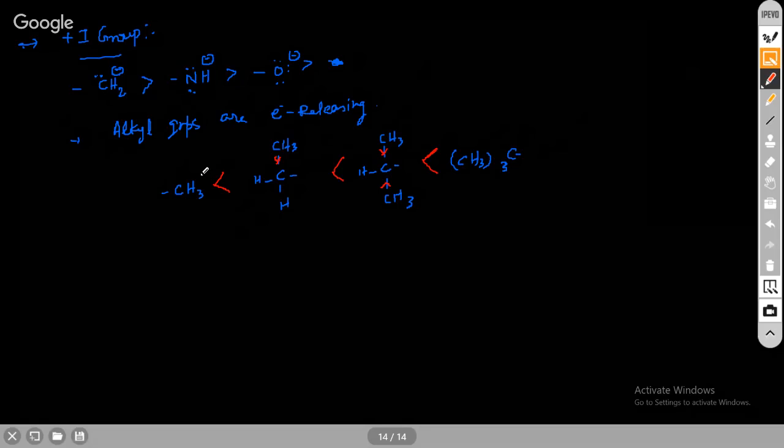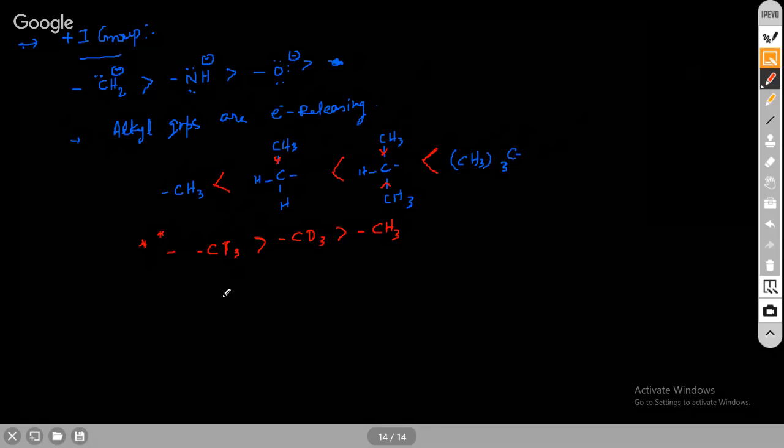Yeah, so this is correct, right? One more thing you see, if you have isotopes. Suppose we have CT3, tritium, and then deuterium. So CT3 will have maximum, then we have CD3, and then we have CH3. This is also important, okay? For isotopes, you must keep this in mind.